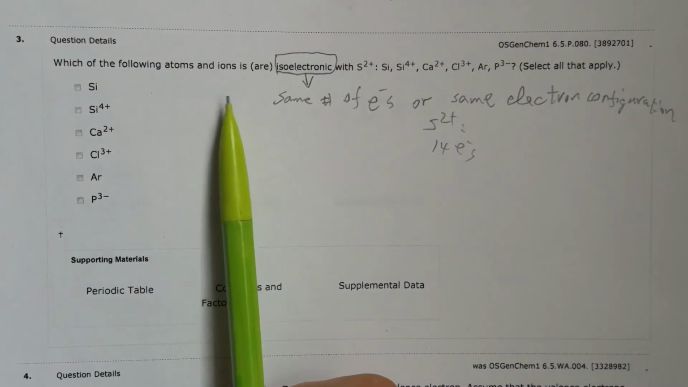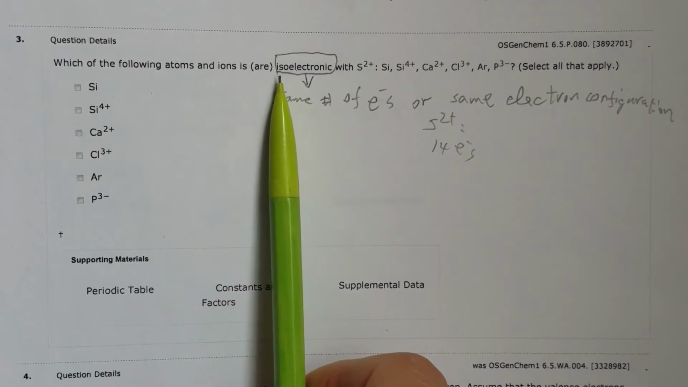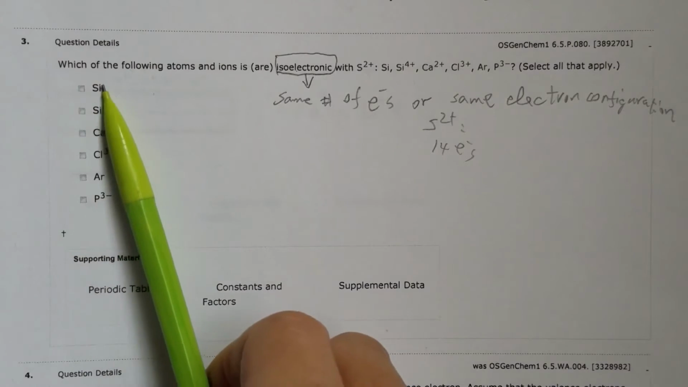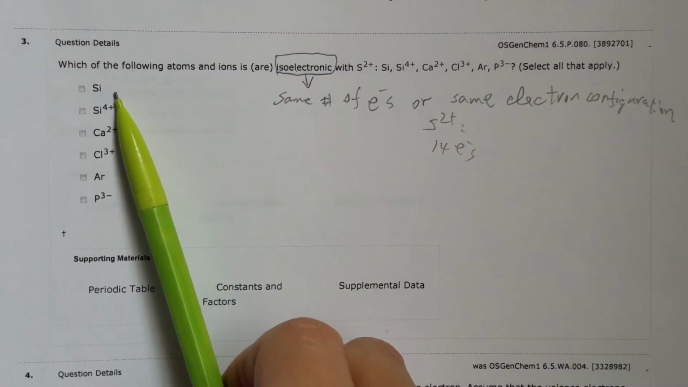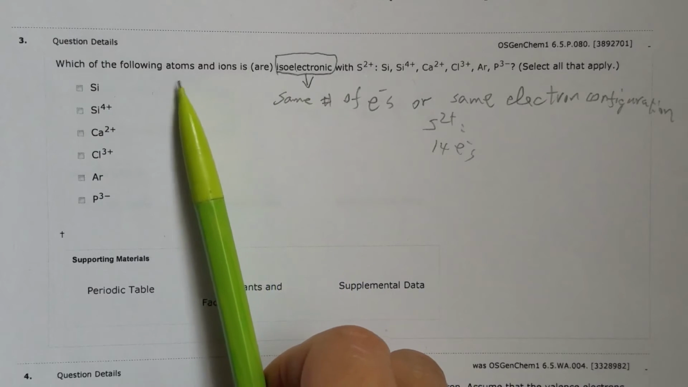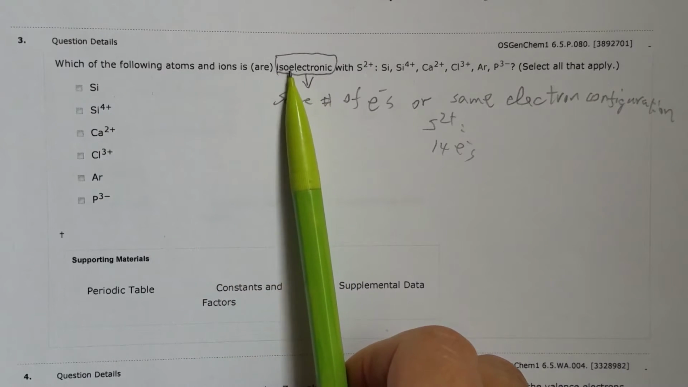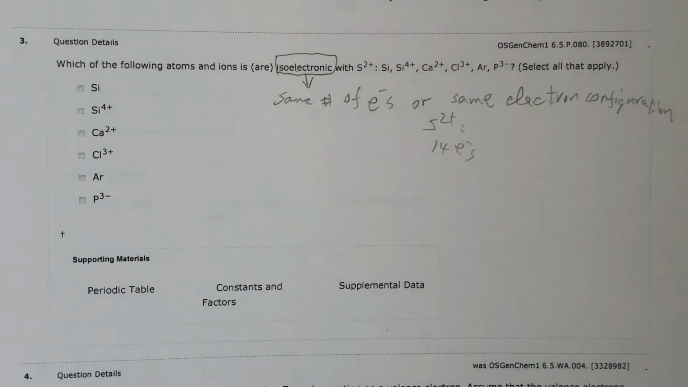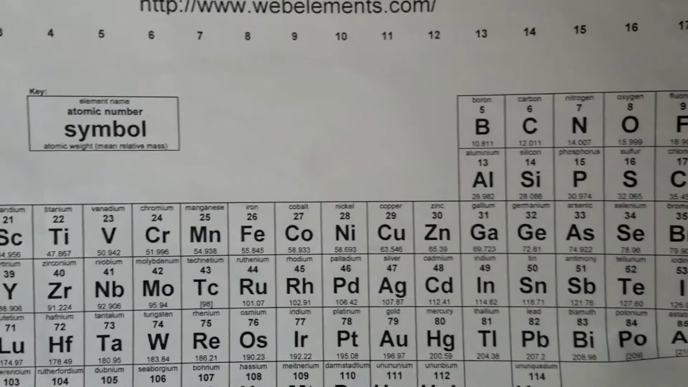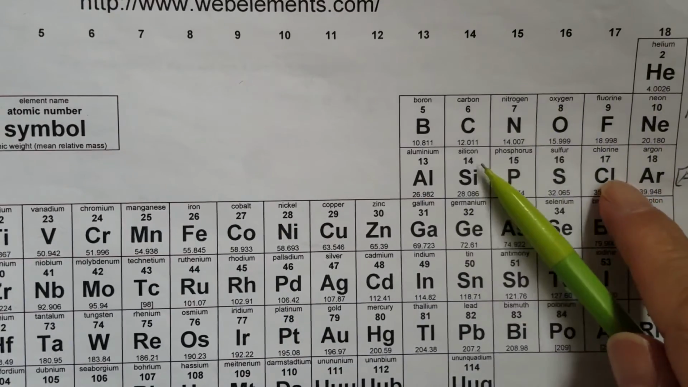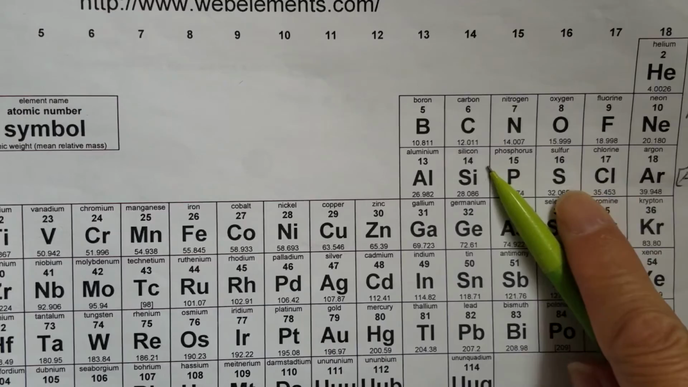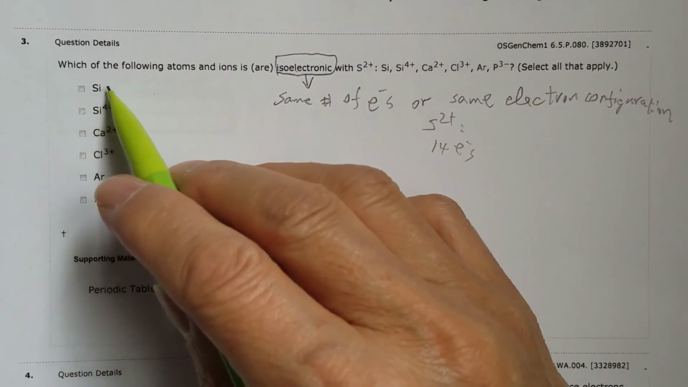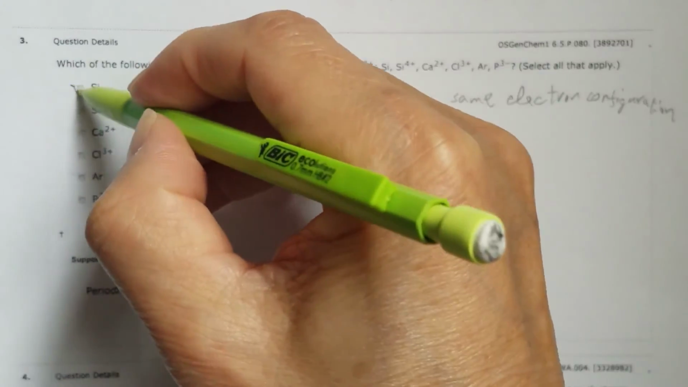So now the question becomes simple. We just need to count the number of electrons for those atoms or ions. Whatever matches 14 electrons, we can say that atom or ion is isoelectronic with S2+. So first, let's look at silicon. From the periodic table, silicon atomic number 14, which means silicon atom has 14 electrons. That's an atom, so therefore, that has to be one of the answers.